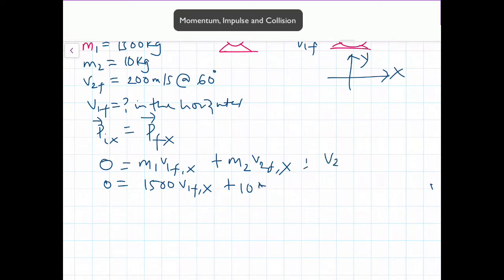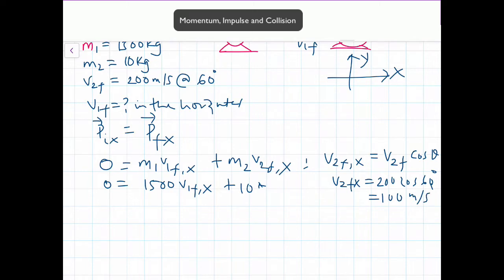But keep in mind, V2 final in the X direction has to be equal to V2 final. What was it? You remember the sine or the cosine? Very good. It is the cosine of the angle that gives the X component. So V2 fx is going to be 200 cosine of 60 degrees, which is a half, so that's 100 meters per second along the X direction. So 10 multiplied by 100, everything in SI units.